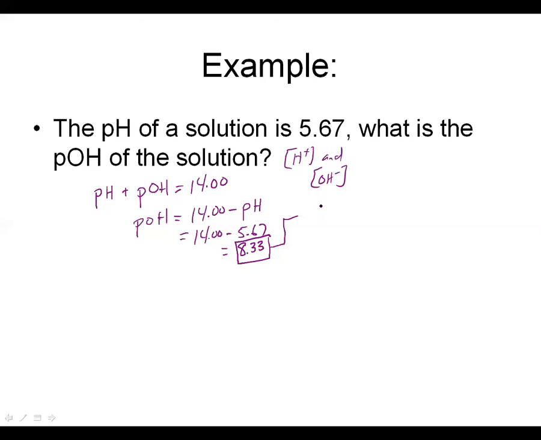And since I have the pOH, I can figure out the OH minus concentration from it. And that's the inverse log of the minus pOH. So punching that into our calculator gives us a 10 and a caret, make it minus 8.33. And if we do that, that will give us an OH minus concentration of, looks like, 4.8 times 10 to the minus 9.